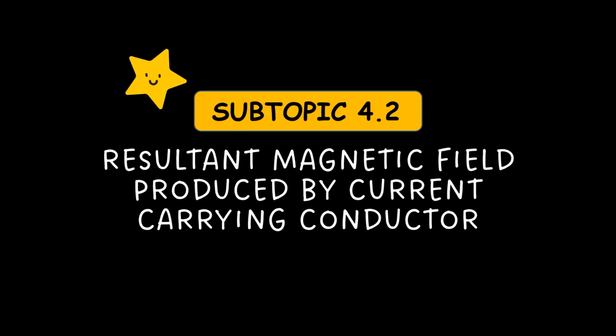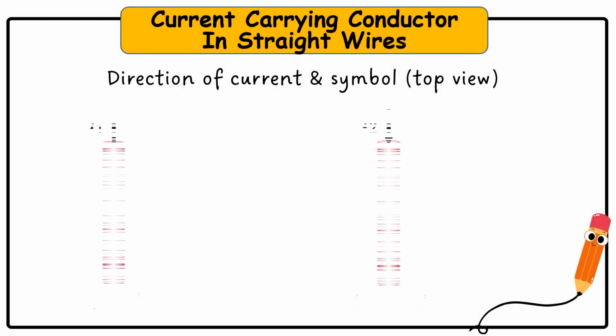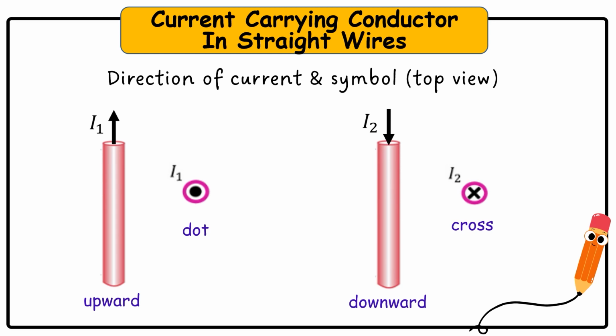The second subtopic is about the resultant magnetic field produced by a current-carrying conductor. The figure shows the current-carrying conductor in a straight wire. We can use a symbol to show the direction of the current from the top view. For example, if the current is moving upward in the conductor, we use the dot circle symbol, and if the current is moving downward, we use the cross circle symbol.